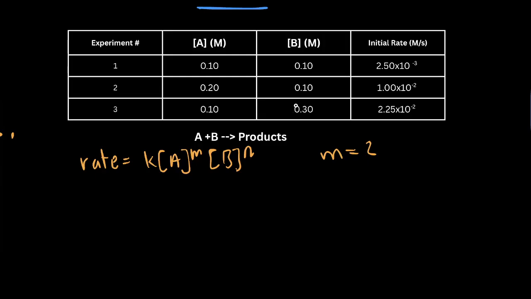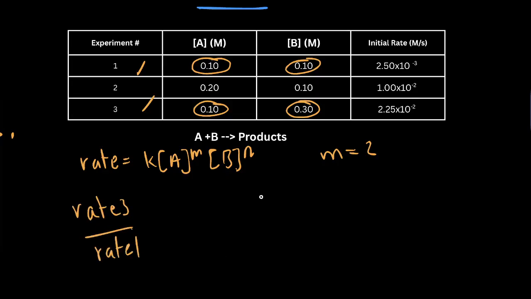So once again, we're going to find the experiments where we're holding the value of A constant, but B is changing. We can see with experiments 1 and 3, A is held at 0.1, and B varies from 0.1 to 0.3. So what we're going to do in this case, I'm not going to write it all out, but we can see that the rate of 3 divided by the rate of 1 is what we're going to want to do to set up this expression.